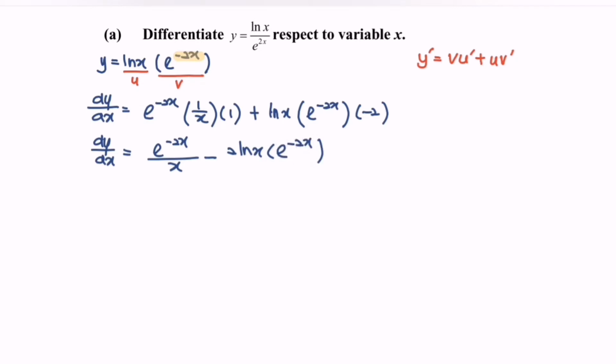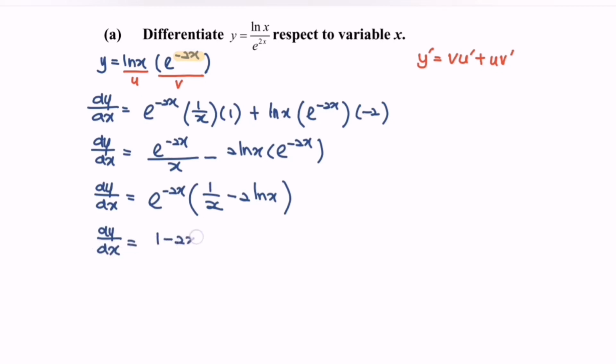Or you may express your answer as dy/dx is equal to e to the negative 2x multiplied with 1 over x minus 2 ln x. Or you may express your answer as dy/dx is equal to 1 minus 2x ln x over x multiplied with e to the 2x.